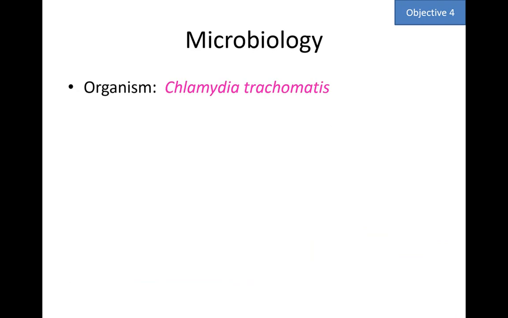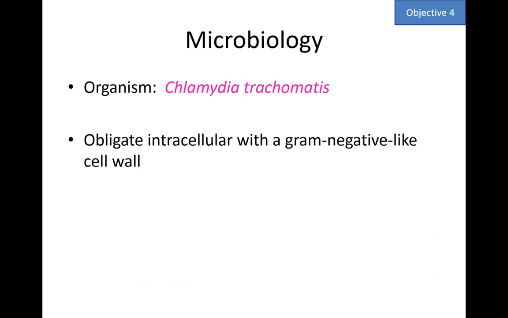Chlamydia trachomatis is an obligate intracellular organism with a gram-negative-like cell wall. So what do we mean by obligate intracellular? What that means is basically they're not able to carry out energy metabolism on their own, and they're very dependent on the host cell.